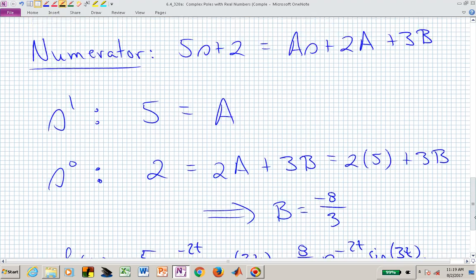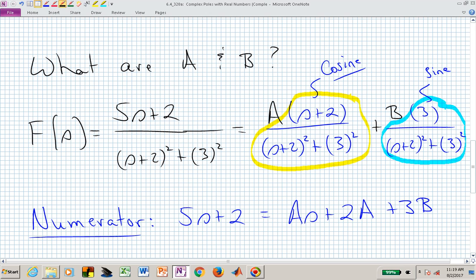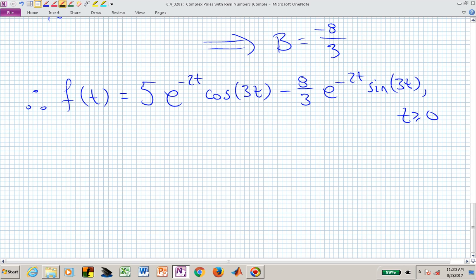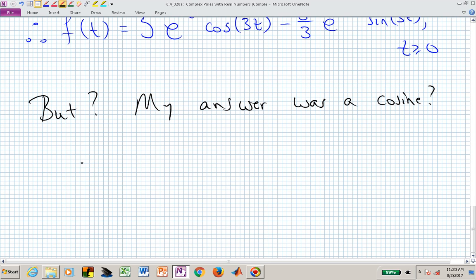Now, if you had gone through and used your calculator or found this using the k over the distinct pole at minus 2 plus j3 plus k star over the distinct pole factor associated with minus 2 minus j3, you would have ended up with a pure cosine expression, and here we have a sum of a cosine and a sine. Meaning you might be saying, but my answer was a cosine. Well, that's because you actually solved it using complex numbers.